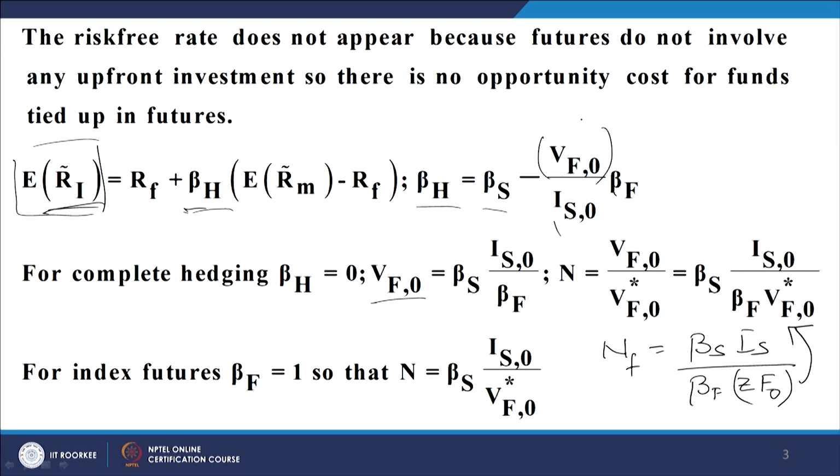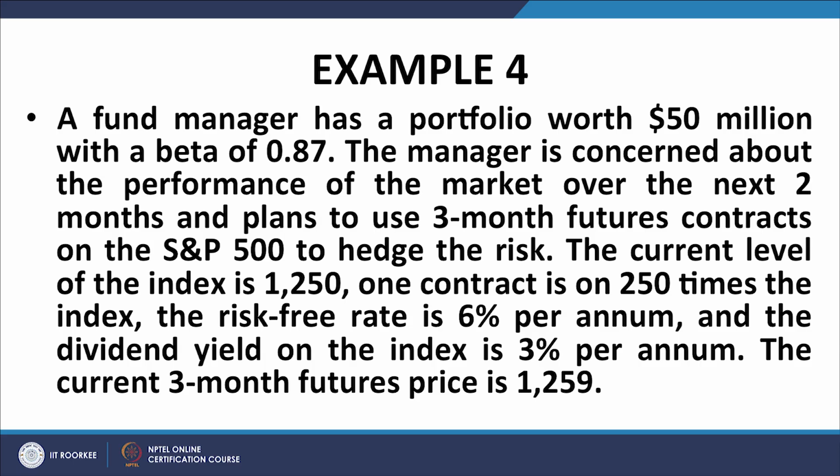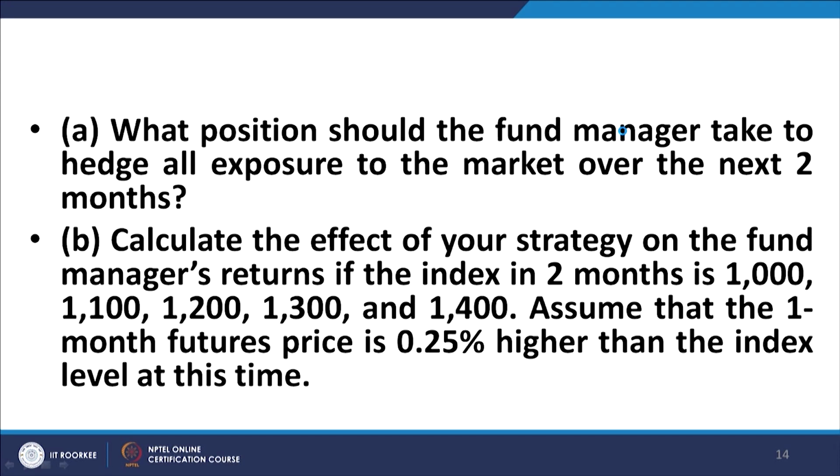So, once we know this in this particular problem, we know beta h, we know beta s, and we know the initial exposure. So, we find out the value of the futures that we need for the hedge, we divide it by the value per contract to arrive at the number of contracts. This is a similar problem, you can try it, absolutely similar to the problem that we did just now.